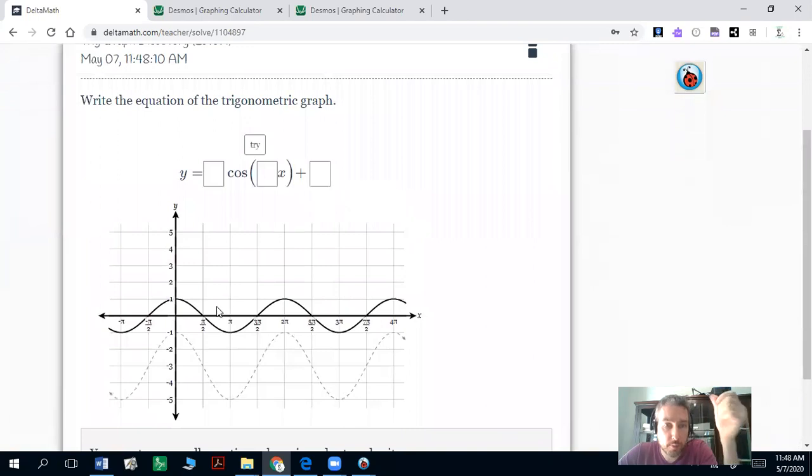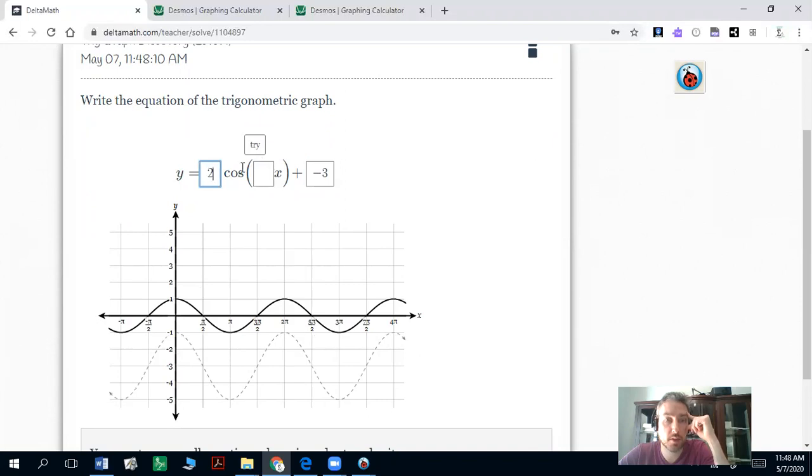Okay, on this problem, the midline has been shifted down. So from 0, it goes down 1, 2, -3, -4, -5. So between -1 and -5, it looks like -3 is my midline. So I want to put -3 at the end. And it has a distance of 2 going up to -1 and 2 going down to -5. So that amplitude would be 2.